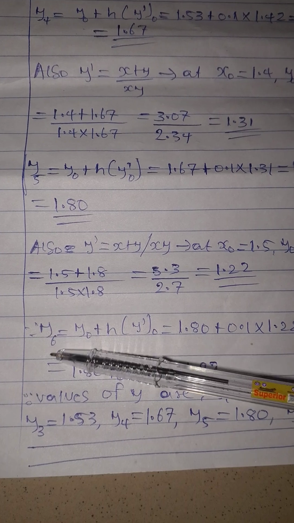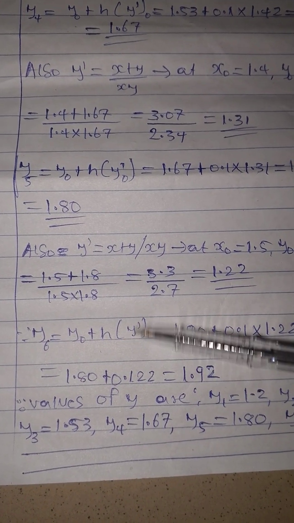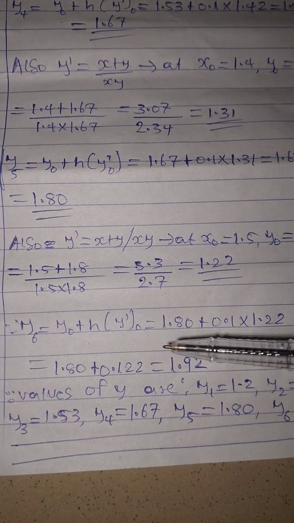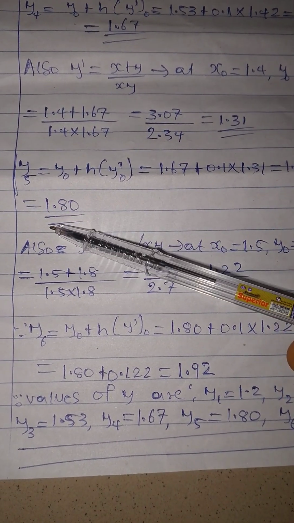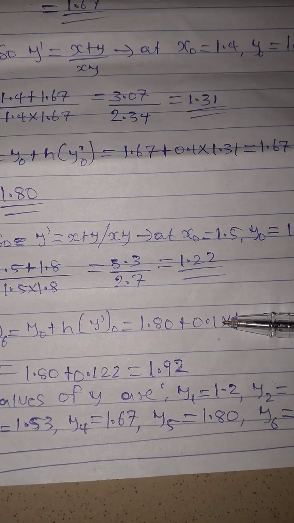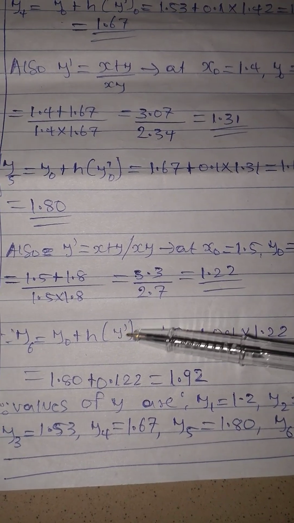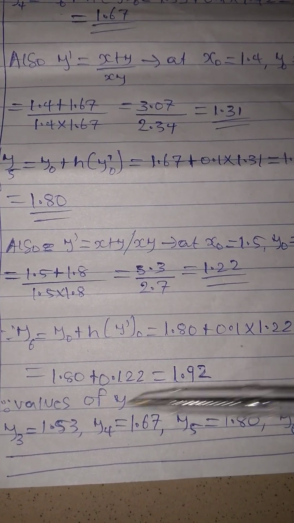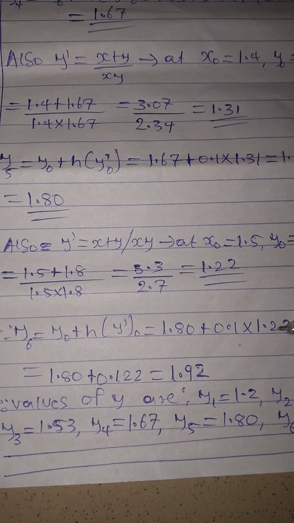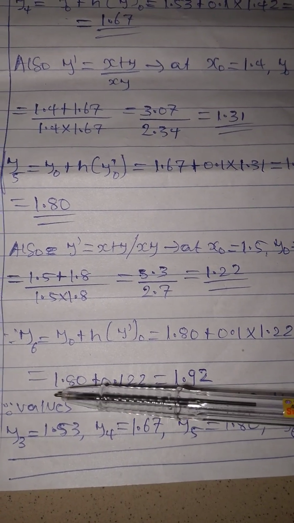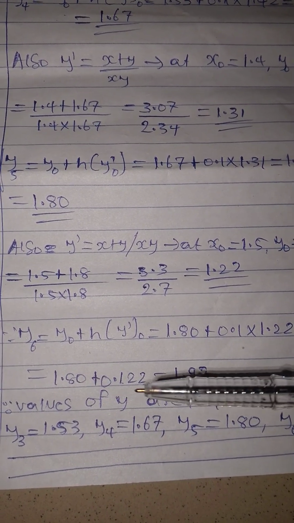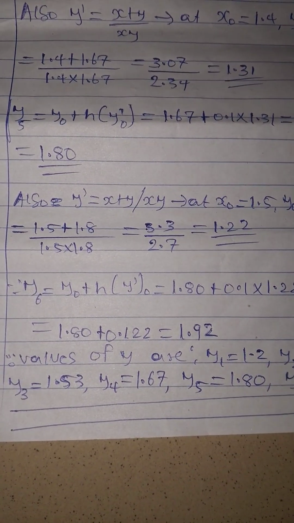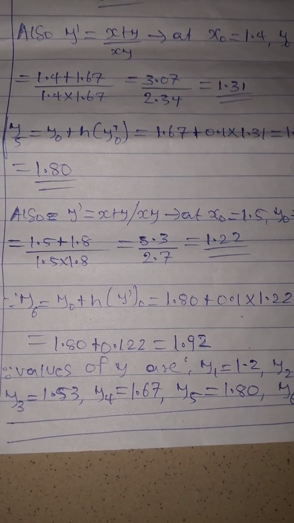Okay, so therefore y6 is equal to y naught plus h bracket y prime naught. My value for y naught is the value for y5, which is 1.8. So 1.8 plus h, 0.1, times my value for y prime naught, which was 1.22. So that is 1.8 plus 0.1 times 1.22, which gives me 0.122. If I add all this together, that gives me 1.92. So that's all.